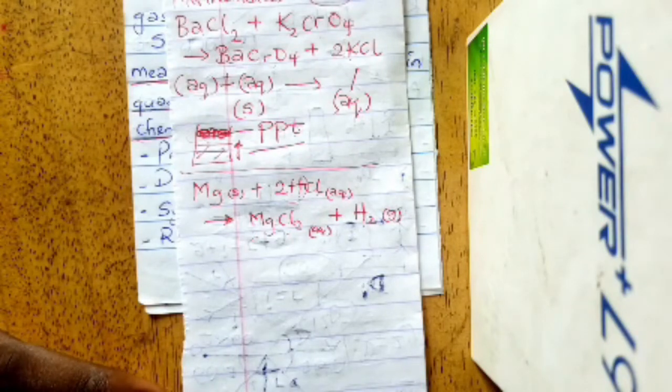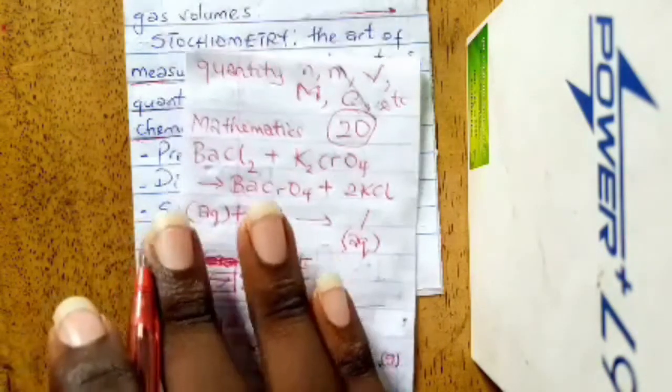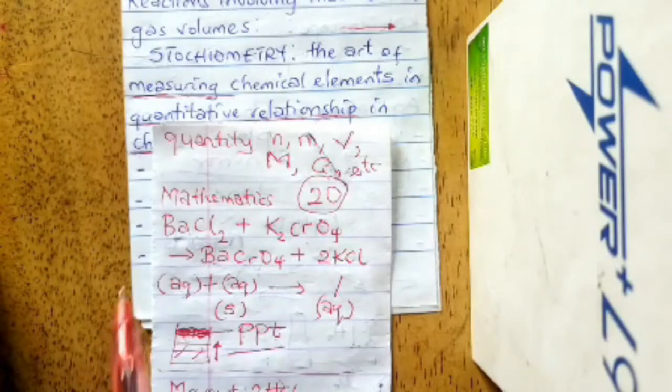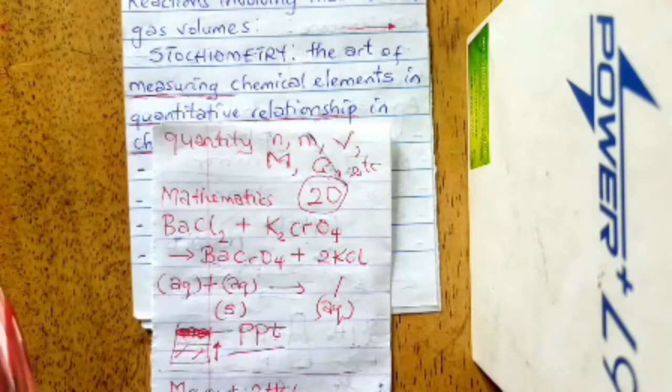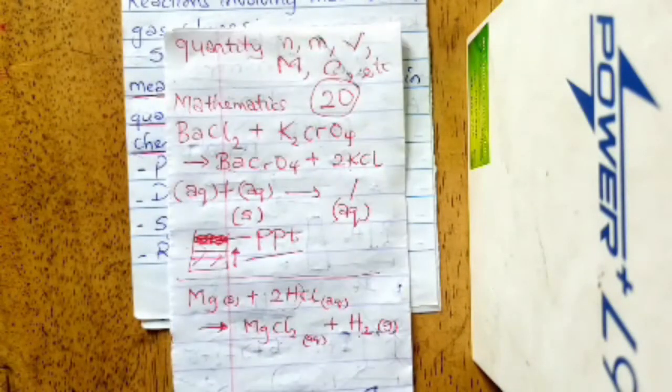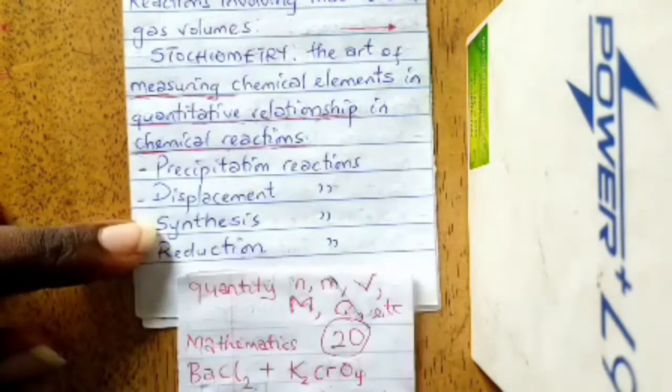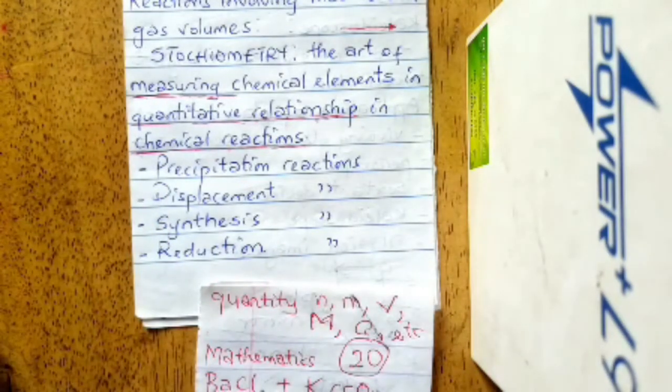So the amount of hydrogen gas which was displaced in this reaction can also be calculated as a result of the knowledge of stoichiometry. So stoichiometry is very important. It's a very important aspect of chemistry because of reactions that occur during chemical combinations. So also we have synthesis reactions and we have reduction reactions.